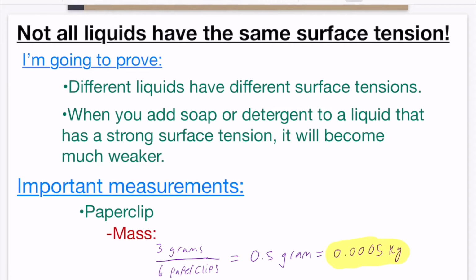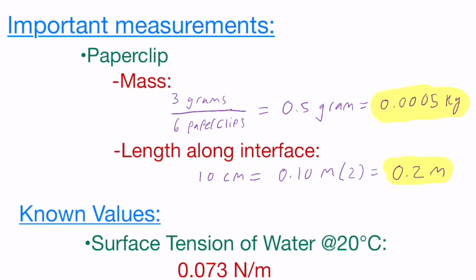For my surface tension project, I'm going to prove that different liquids have different surface tensions, and when you add soap or detergent to a liquid that has a strong surface tension, it will become much weaker. Important measurements that I used in this experiment were the mass and the length along the interface of a paperclip.